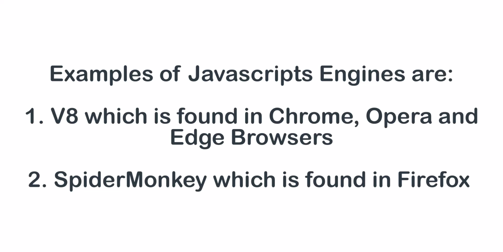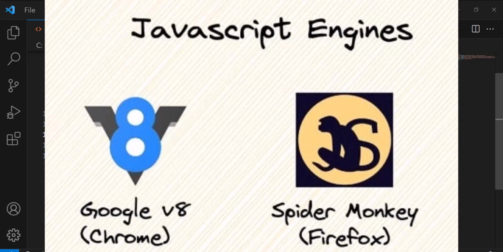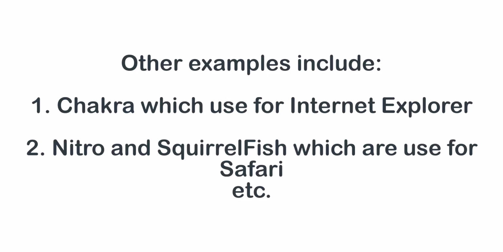For example, V8 and SpiderMonkey are examples of these engines. V8 is an engine that's found in Chrome and also in Opera and Edge. So you can find V8 engines in your Opera, Edge, and Chrome browsers, while SpiderMonkey can be found in Firefox browsers. The other ones are Chakra, Nitro, and Squirrelfish for the Safari browser.